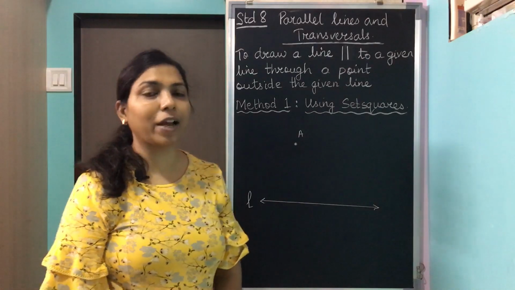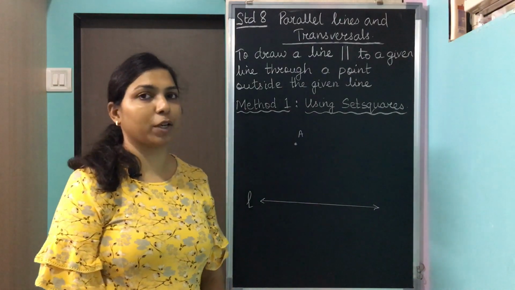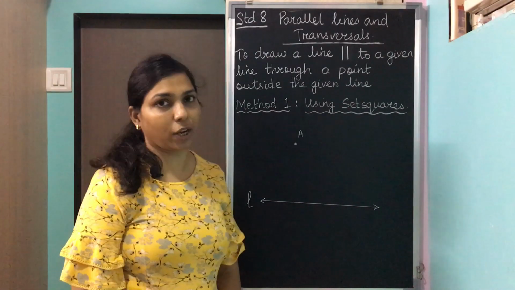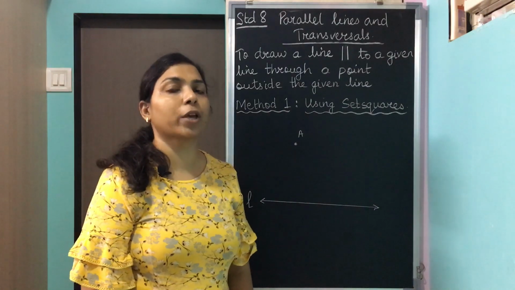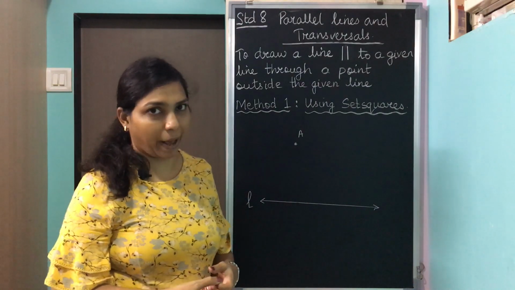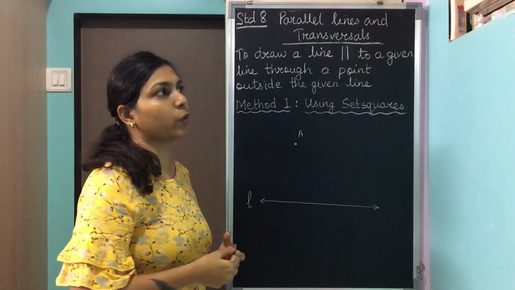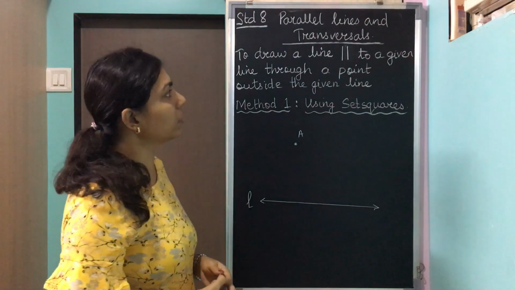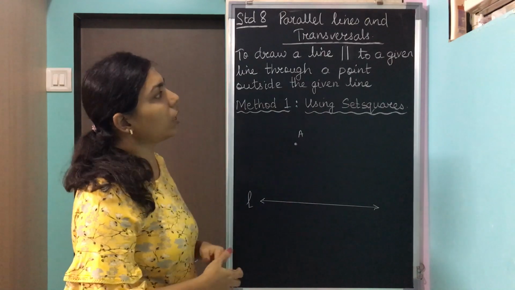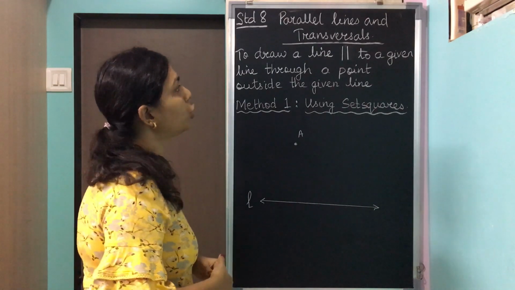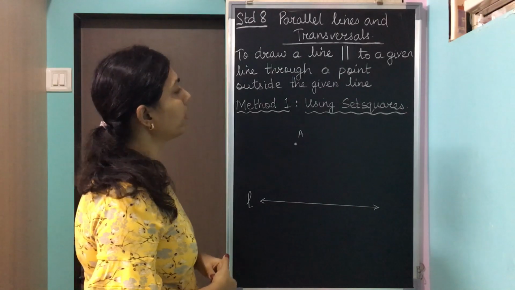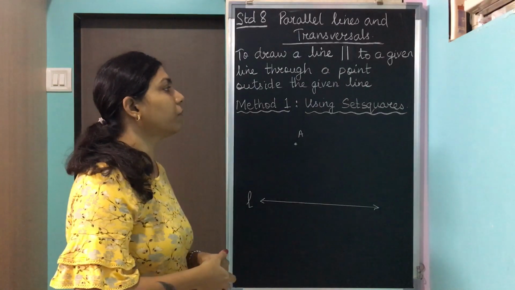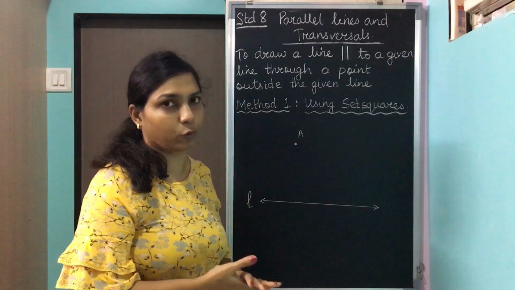Good morning, dear students, and welcome to the last part of our chapter, which is parallel lines and transversals. Today we will be looking at construction of parallel lines, and we will be learning about three different methods. The first method is to draw a line parallel to a given line through a point outside the given line. The first method we will be using set squares.